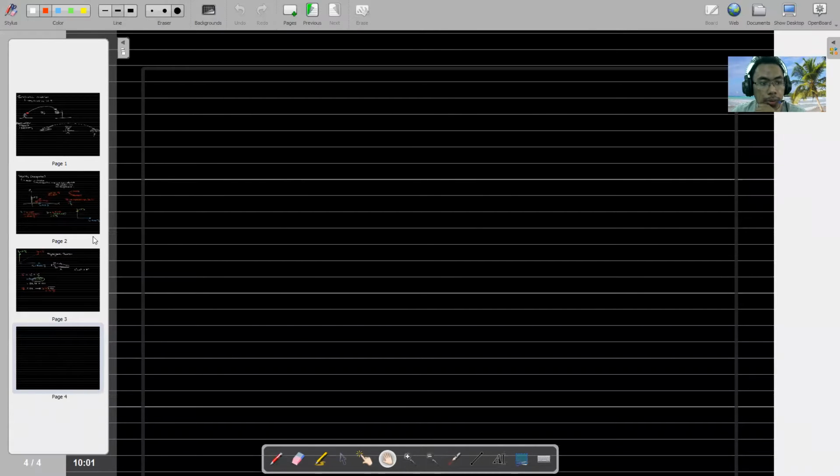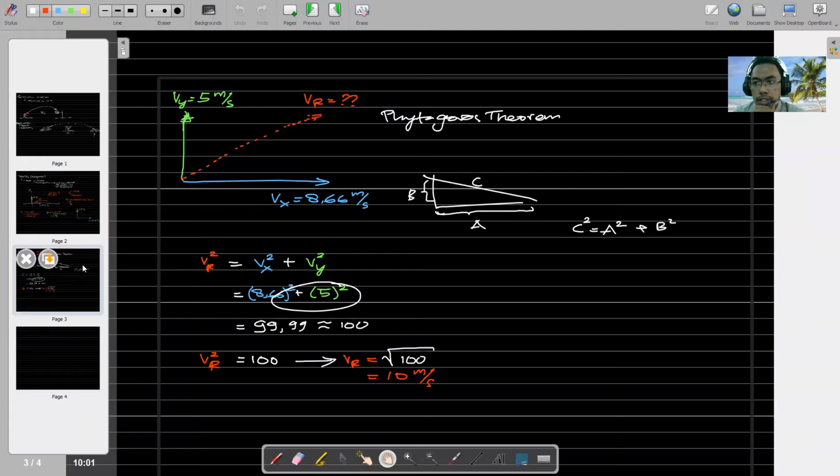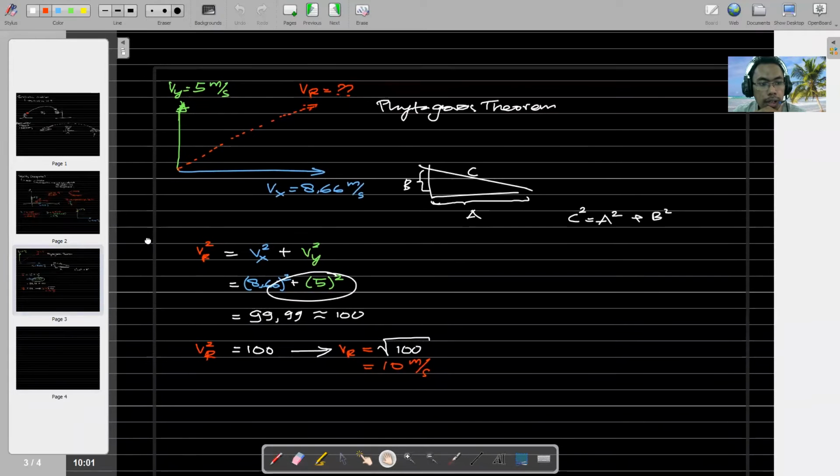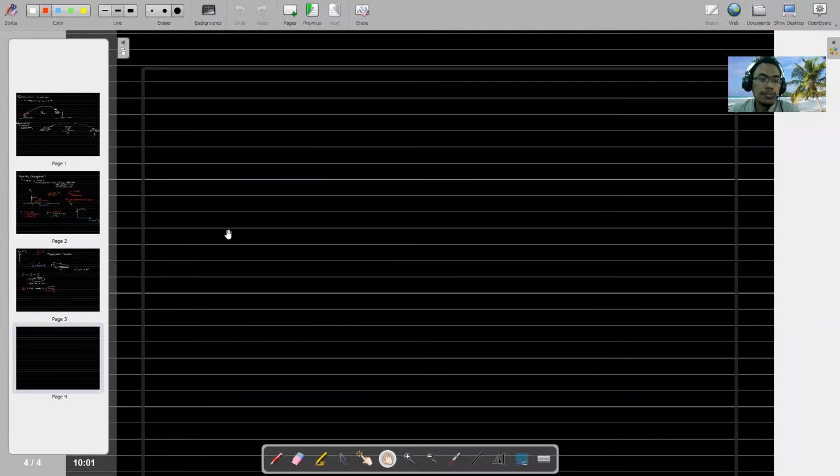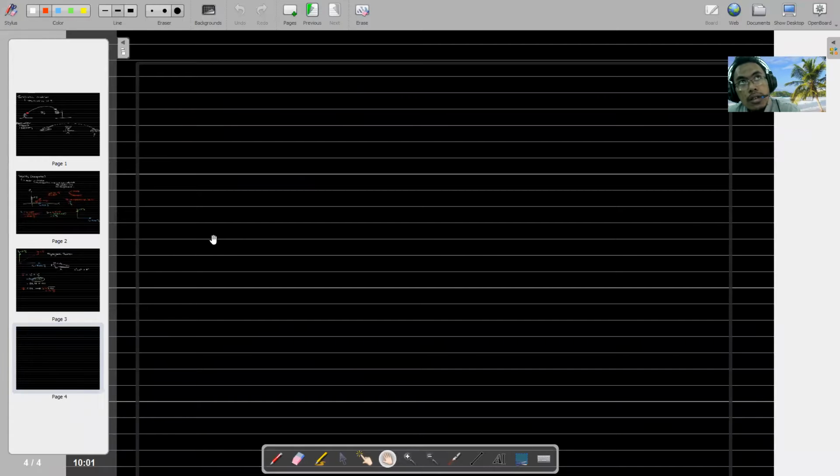Now we have learned about basic skills that truly will be helpful for us to solve the problem of parabolic motion.